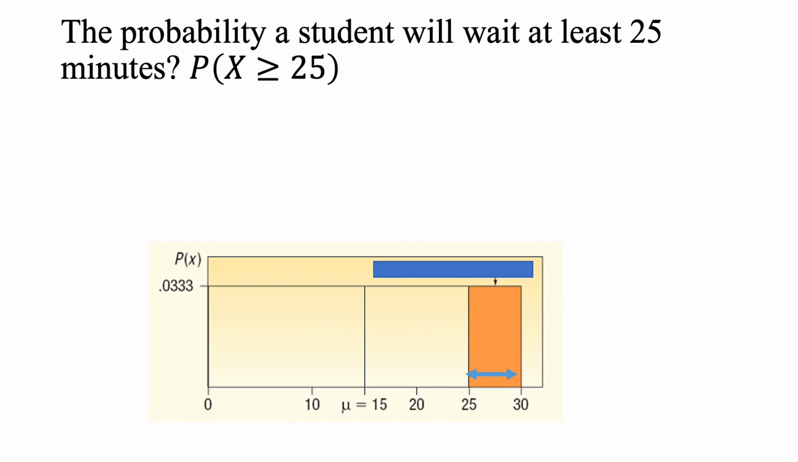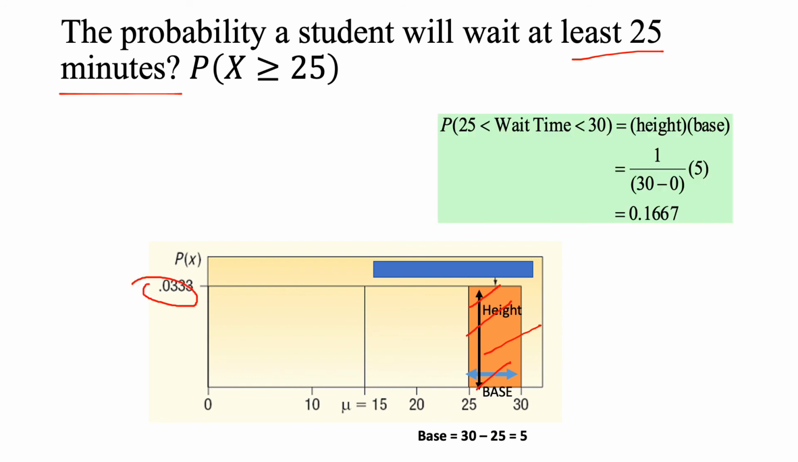So let's answer that first question. What is the probability a student will wait at least 25 minutes? At least basically means 25 or more. So we're finding the area of the shaded region here, which is the area between 25 and 30, this orange region. So first, what's the base? Well, the base is 30 minus 25, which is 5, times the height, which is 1 over 30, or 0.0333, and the probability that a student waits at least 25 minutes is going to be 16.67%.